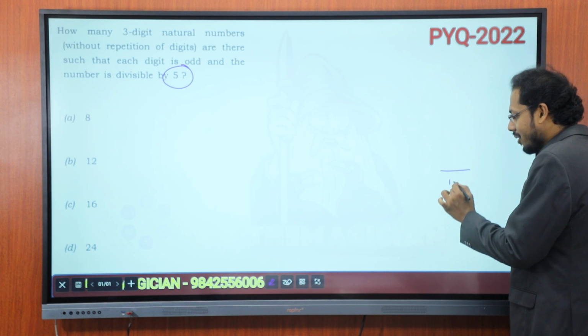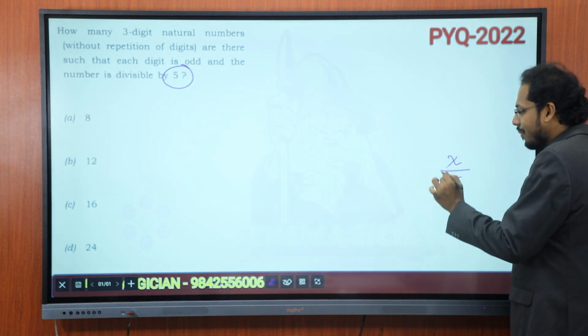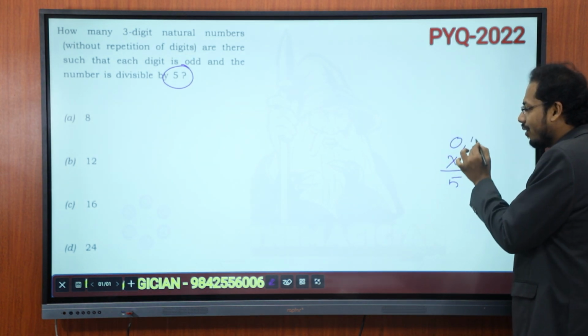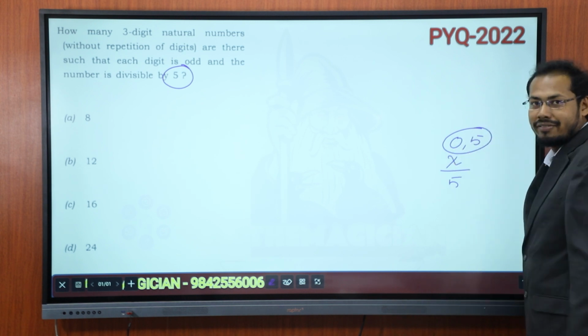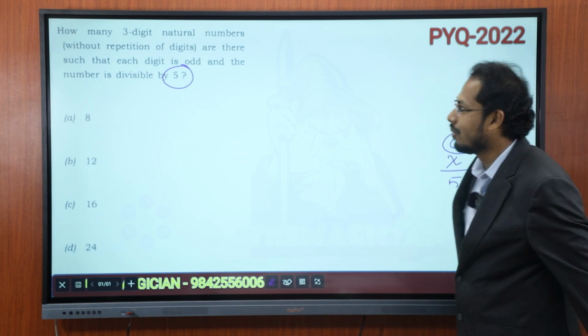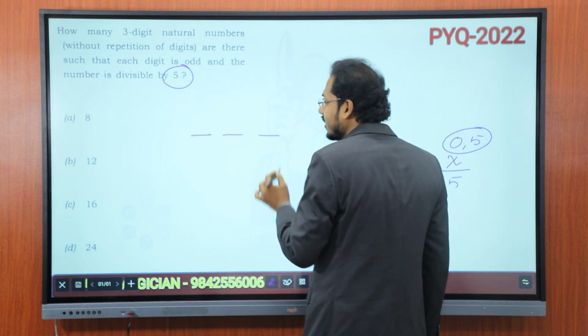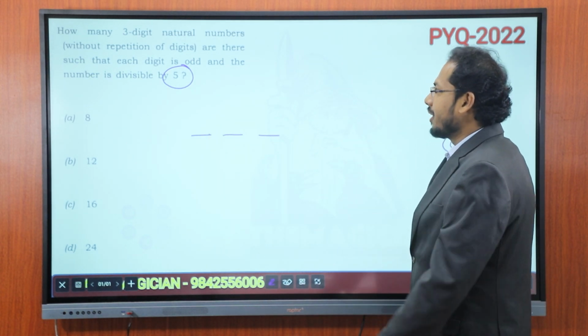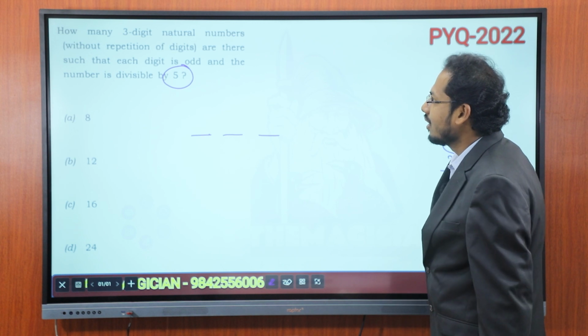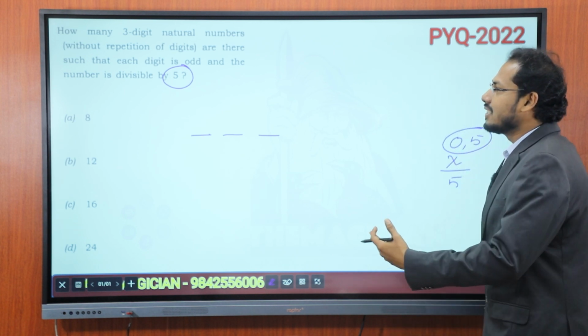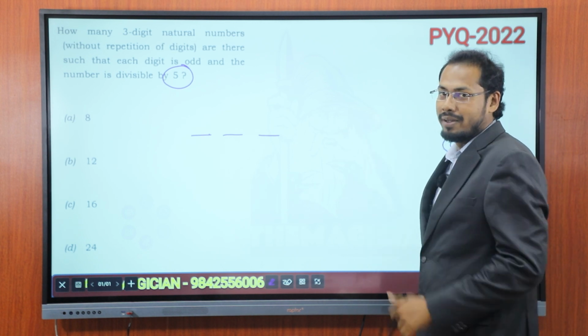First we should understand which numbers are divisible by 5. When a number is divisible by 5, definitely that number should end with 0 or 5. Then only it will be divisible by 5. Keep this in mind and go to the problem. How many 3-digit numbers without repetition are there such that each digit is odd and divisible by 5?